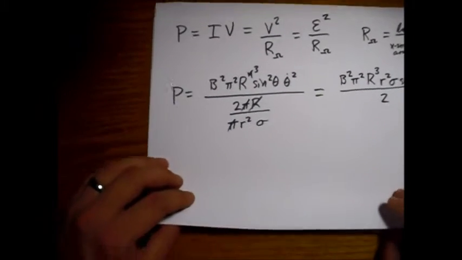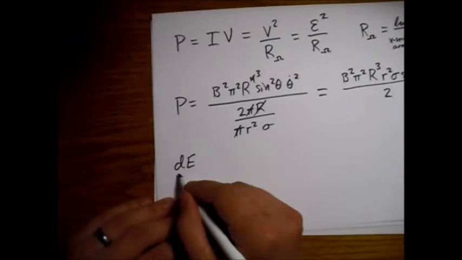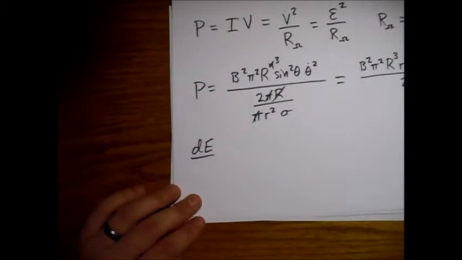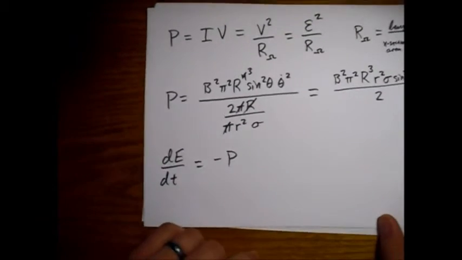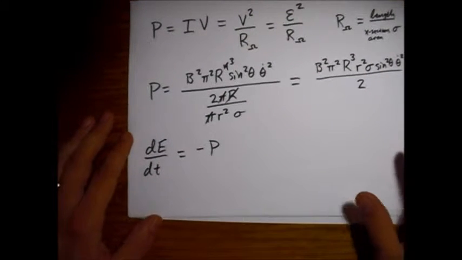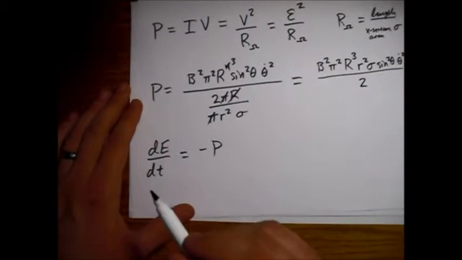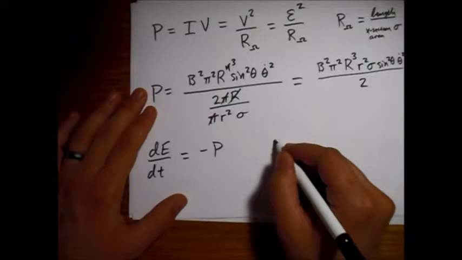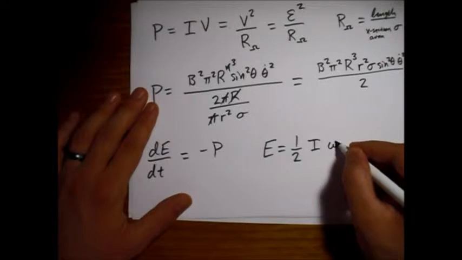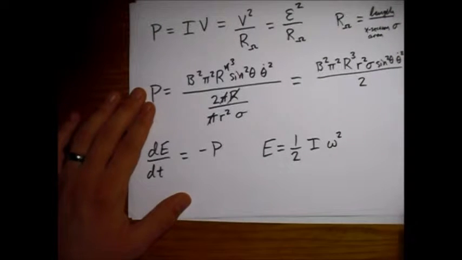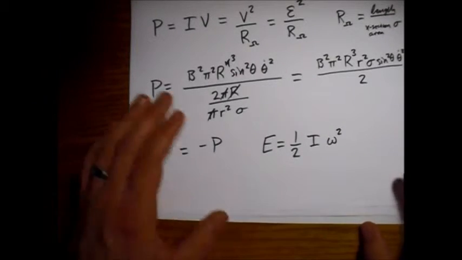All right, so our change in the mechanical energy with respect to time is going to be equal to minus this power because it's dissipating it. So let's go ahead and calculate the energy of the system to begin with. All right, energy is equal to 1/2 I omega squared. Let's just leave it at this form right now. Okay.